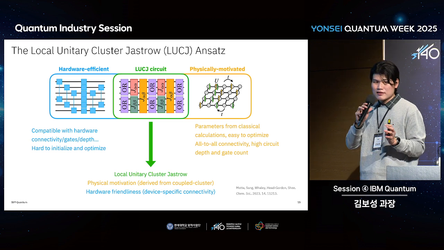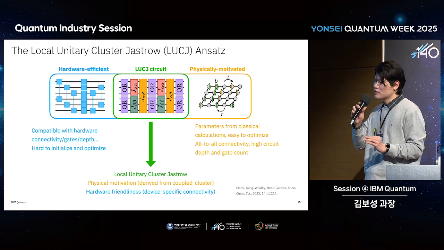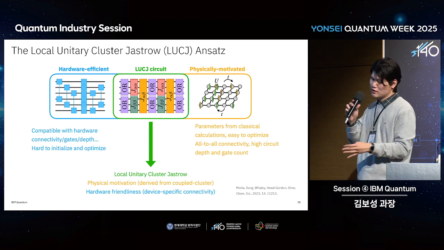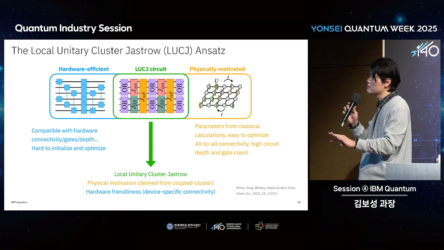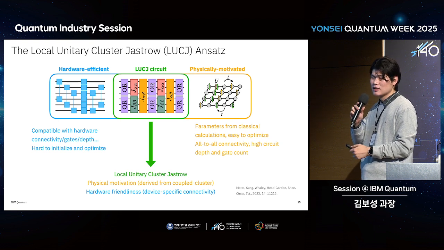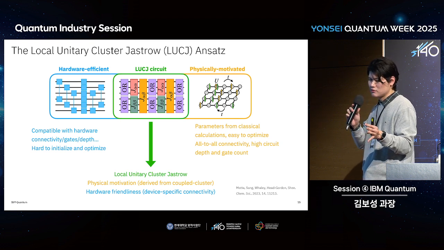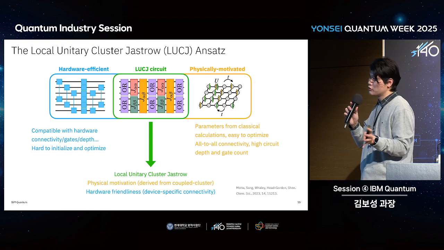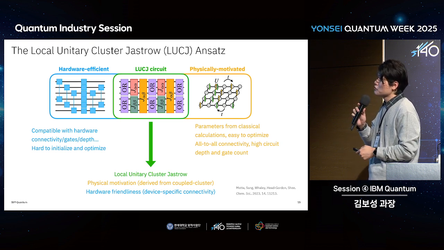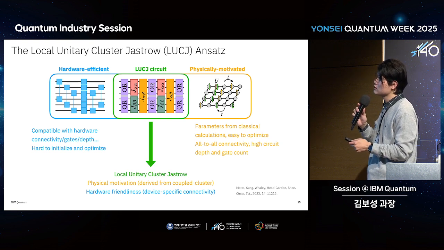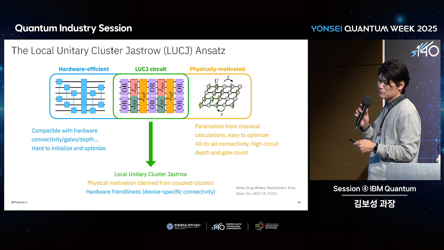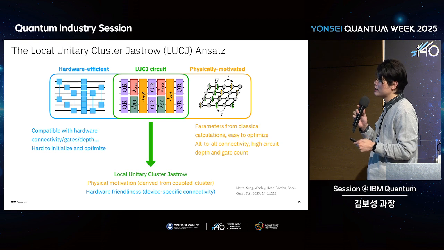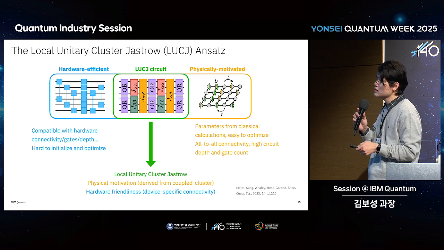Now, one of the key problems we had to overcome was that we have hardware that has some restrictions in topology and connectivity, but we still had to simulate this physical system, using a physically motivated ansatz. And this LUCJ circuit lies between the hardware-efficient circuit and the physically motivated one.